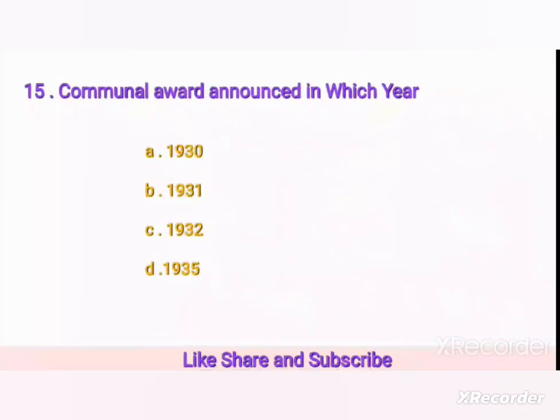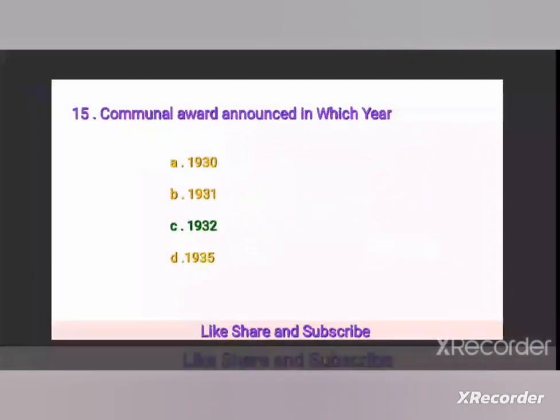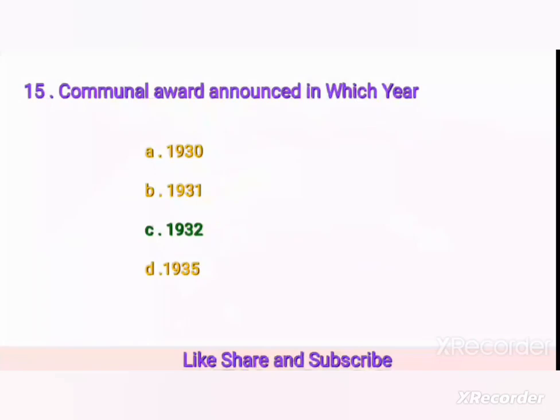Next question. Communal award announced in which year? Option A, 1930. Option B, 1931. Option C, 1932. Option D, 1935. And correct answer for this question is option C, 1932. Communal award announced by British Prime Minister MacDonald.